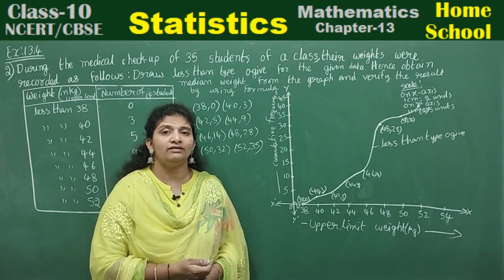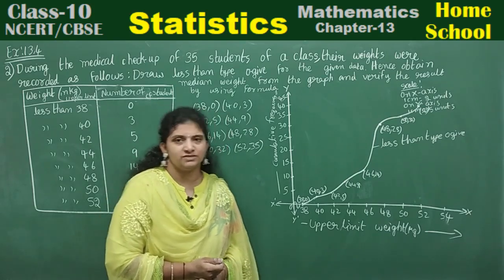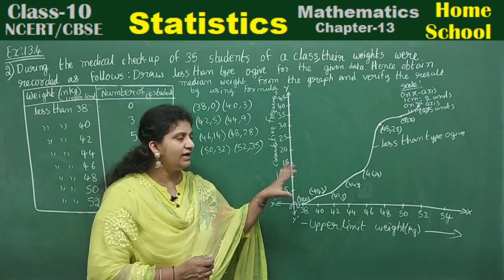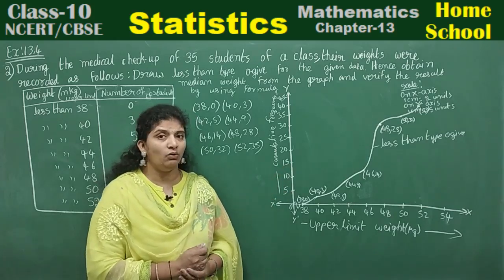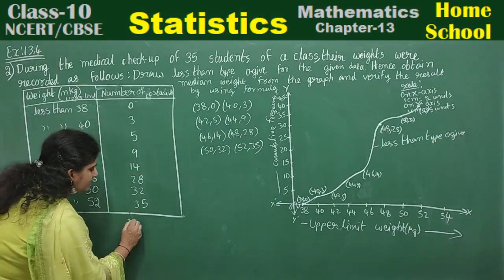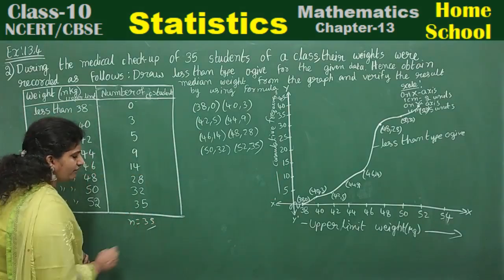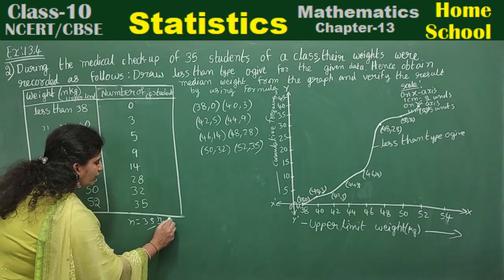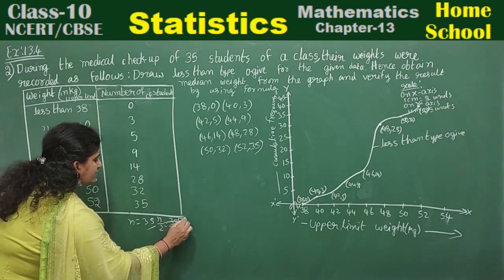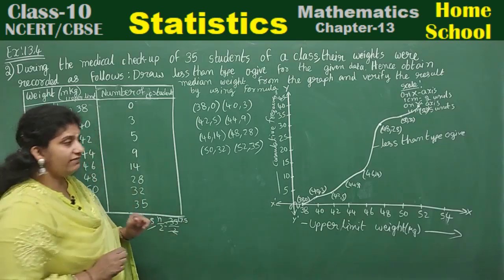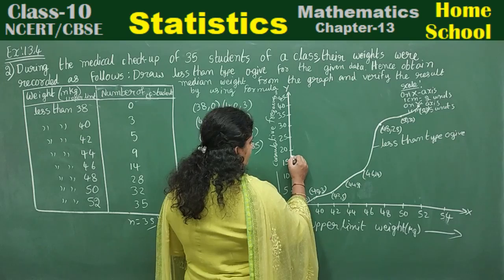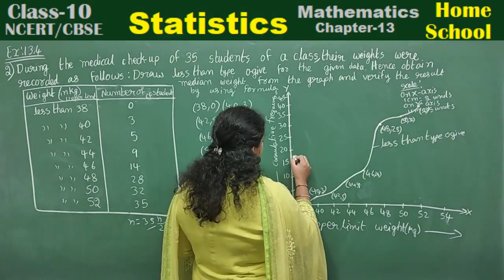We need to calculate the median weight of the children. By seeing the graph, we need to calculate the median. How? See the N value. What is the N value? N is equal to 35. N by 2 is 35 by 2, which is 17.5. Look here carefully, 17.5, somewhere it will be.